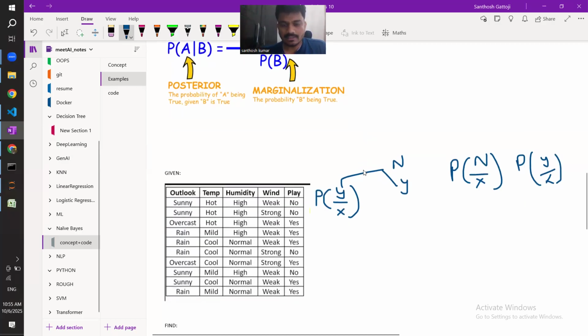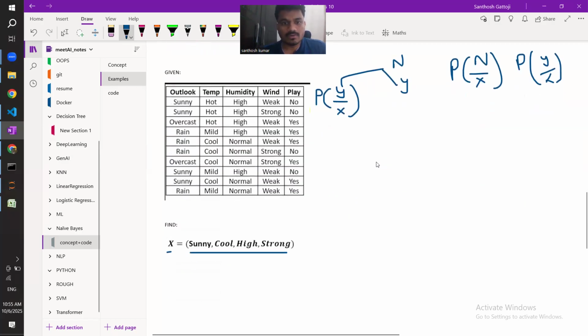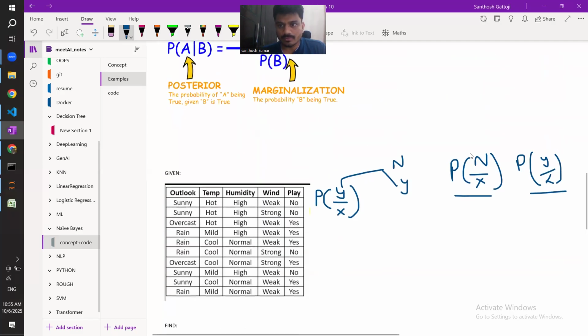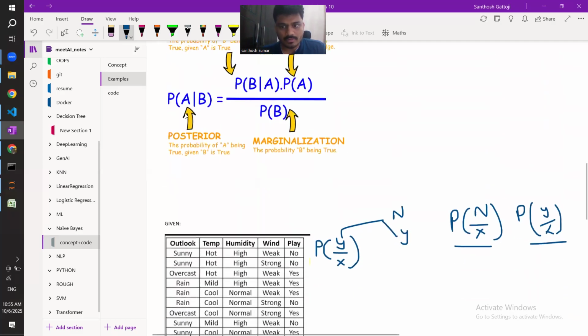So clear till now? Okay. So now what we are going to do: we know we need to calculate probability of n by x and y by x. Using this formula, right?